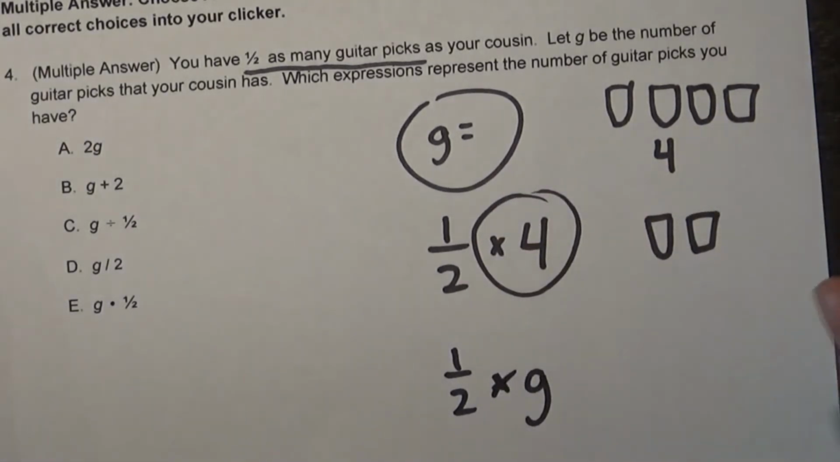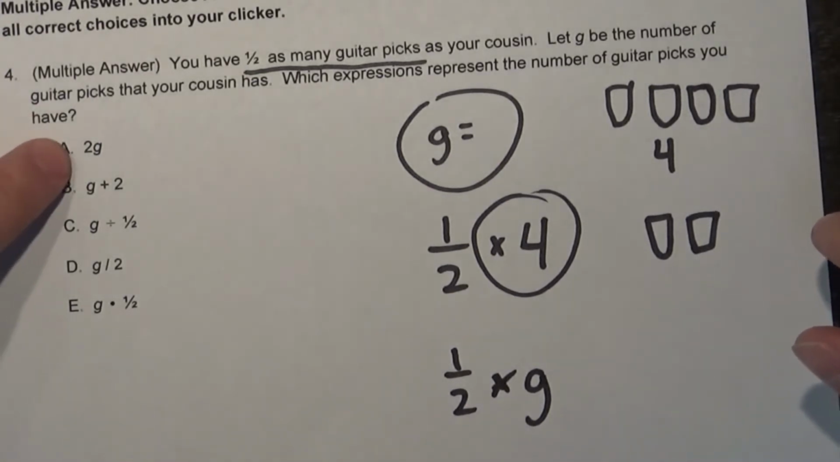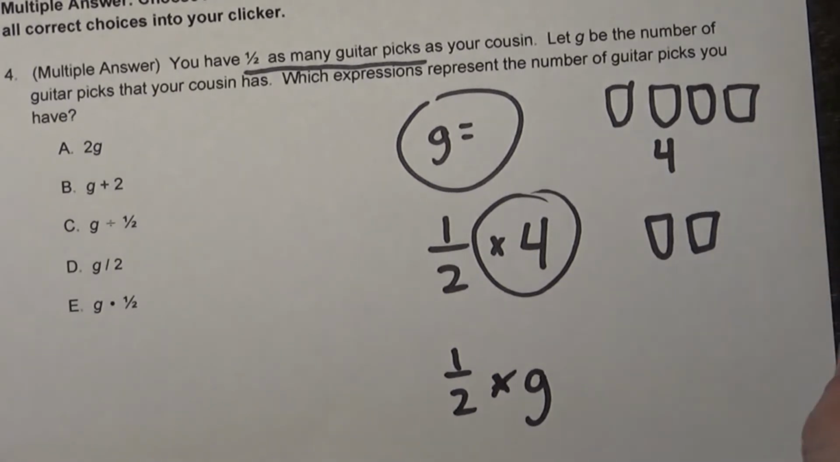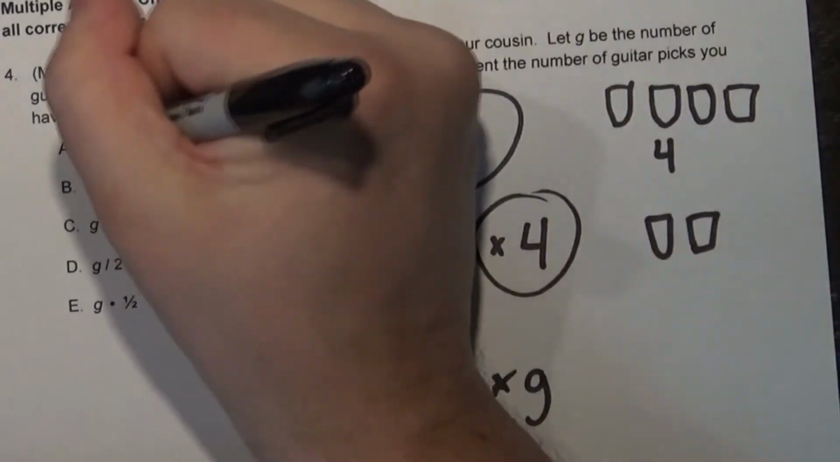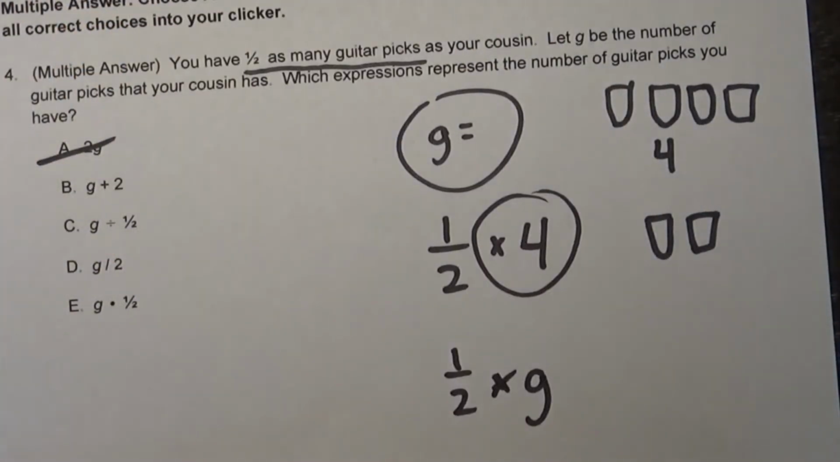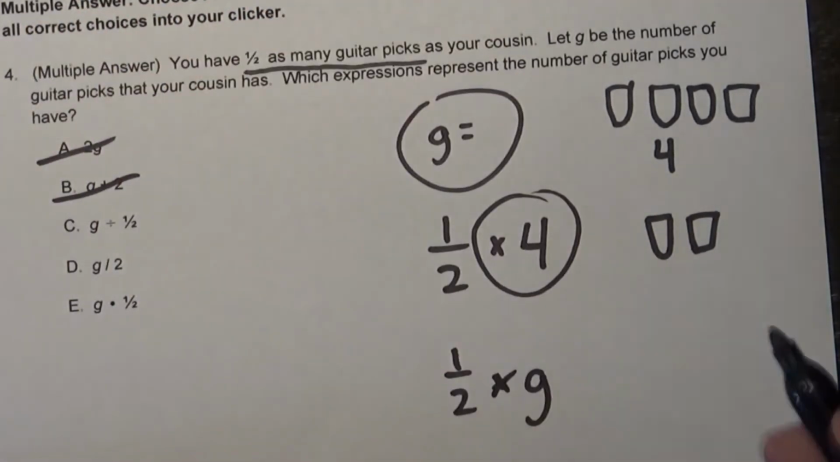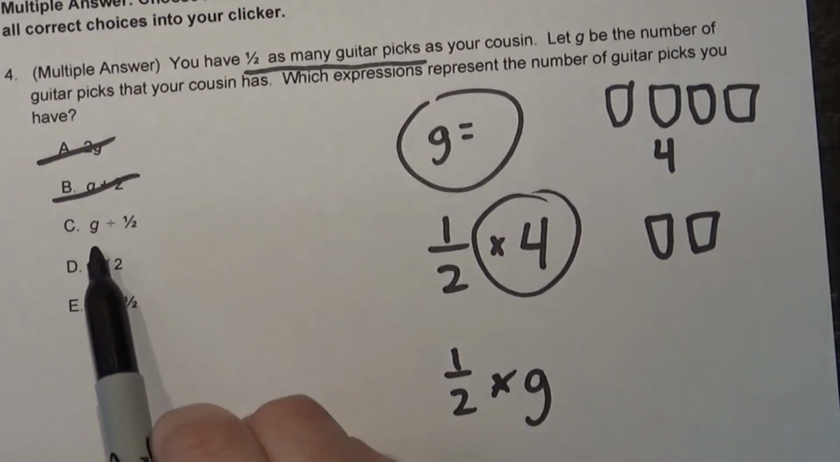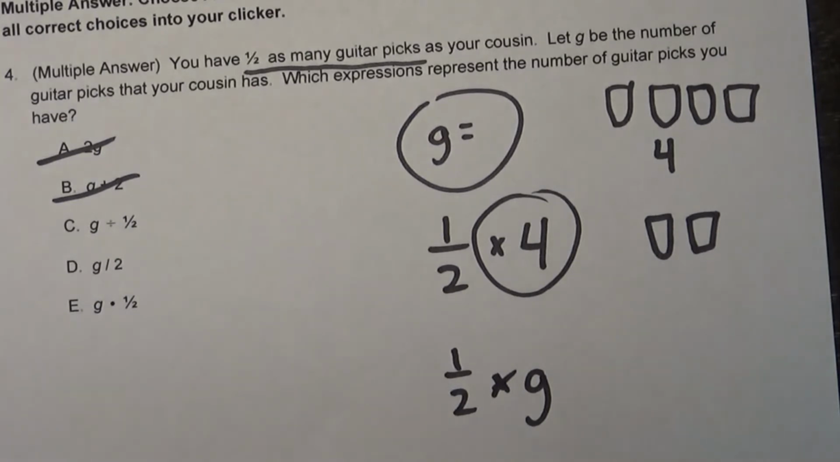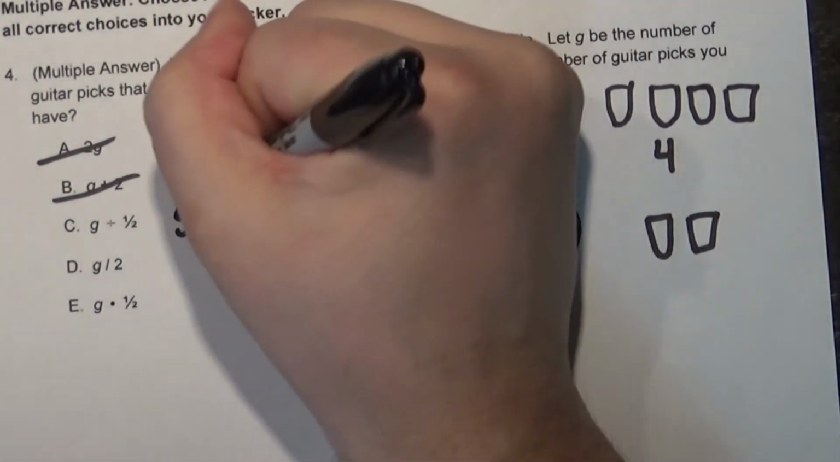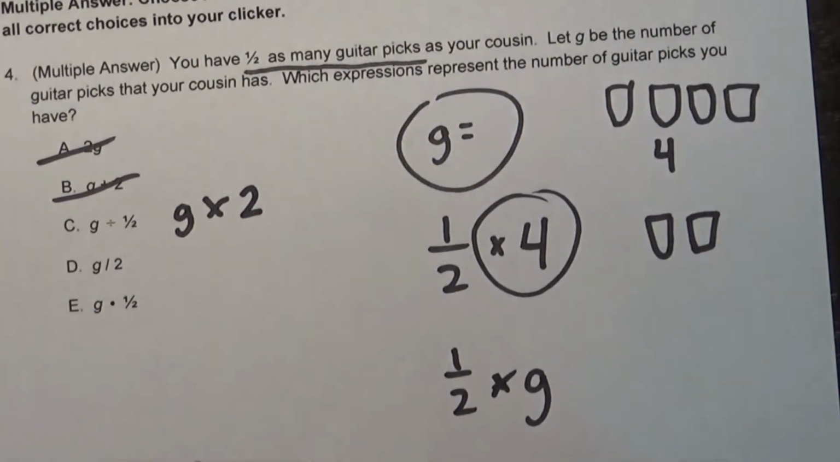Now this could get a little bit tricky, so I want you to think carefully about all of our scenarios. First, we have letter A, 2 times G. That means we're doubling the amount that our cousin has. Is that what we're doing? No, it's not. So A can't be right. Letter B says G plus 2. Well, that's not true at all. We're not going to be taking what he or she has and adding 2. This one says G divided by 1/2. If I keep change flip, look at what that became. It's G times 2. That's not what we're doing either, so it can't be letter C.